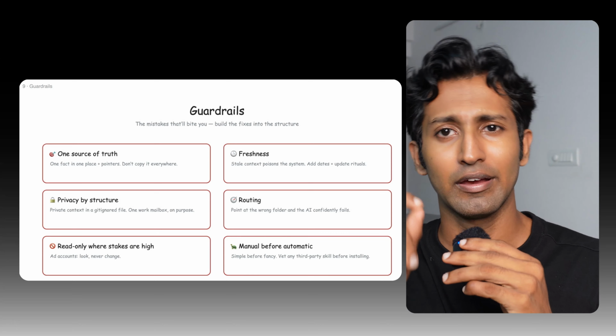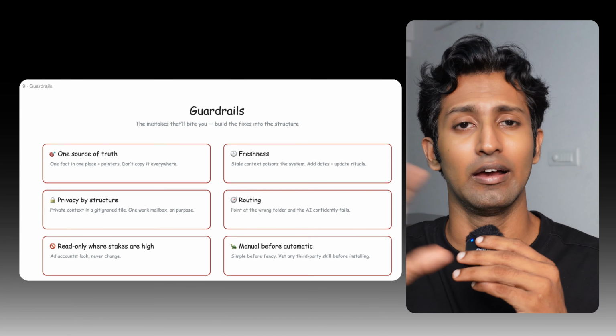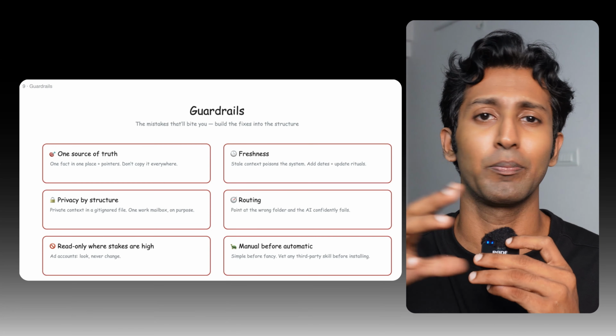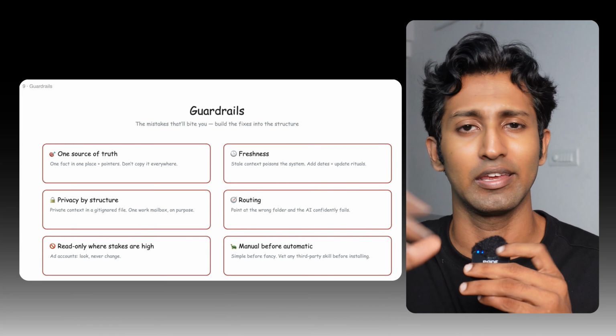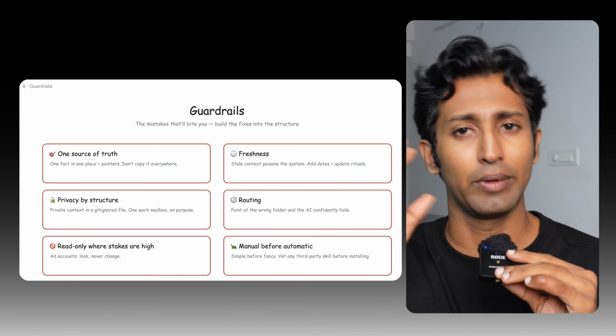And the fifth one is read-only where stakes are high. So I'll give an example. I've been using Claude Code, VS Code, and Meta Ads Manager, all combined together as a workflow for the past 5 months. But I have never given Claude Code more than read-only access to the Ads Manager, and not beyond that. I have not given it write access or anything. I am not going to give write access to Claude anytime soon. It will be read-only access.